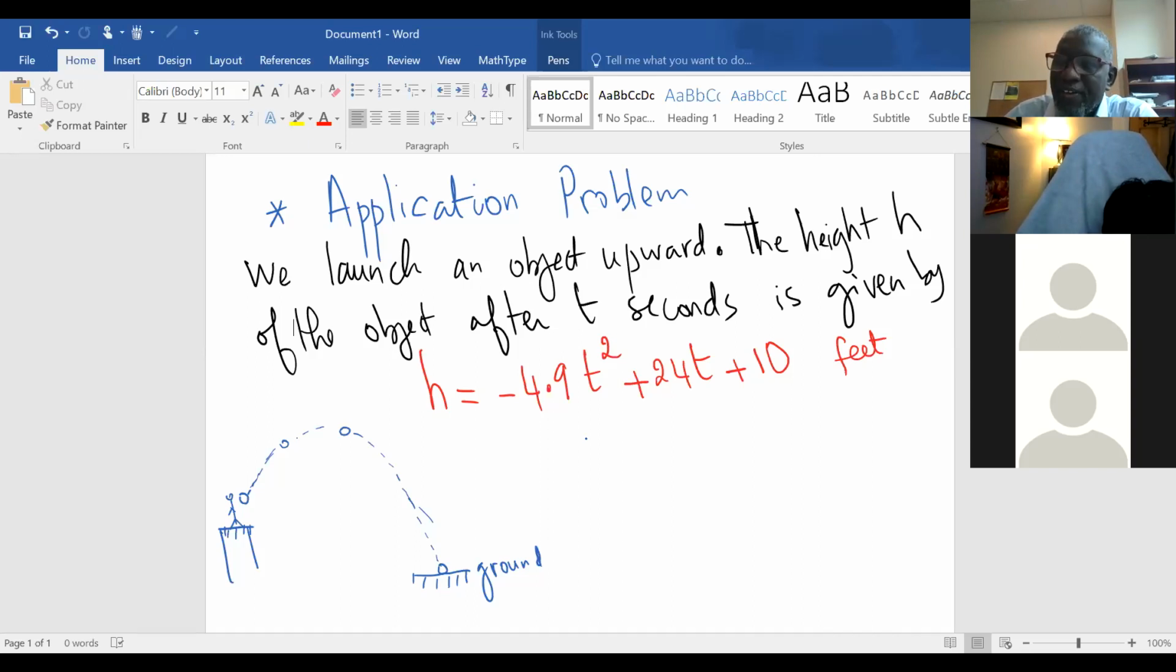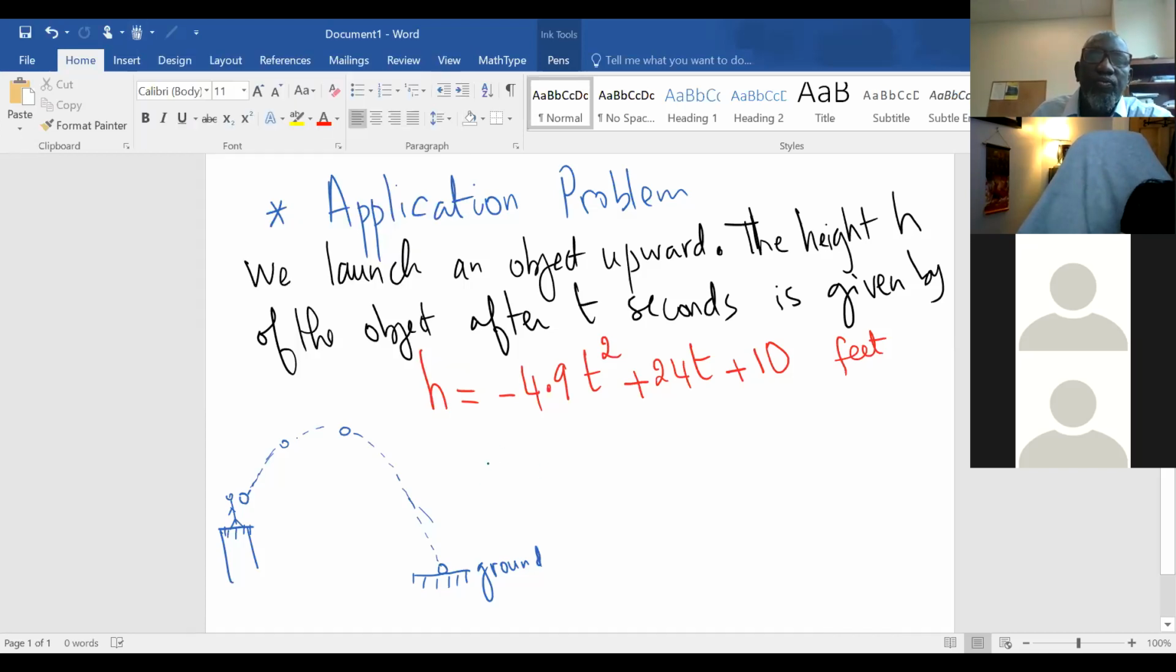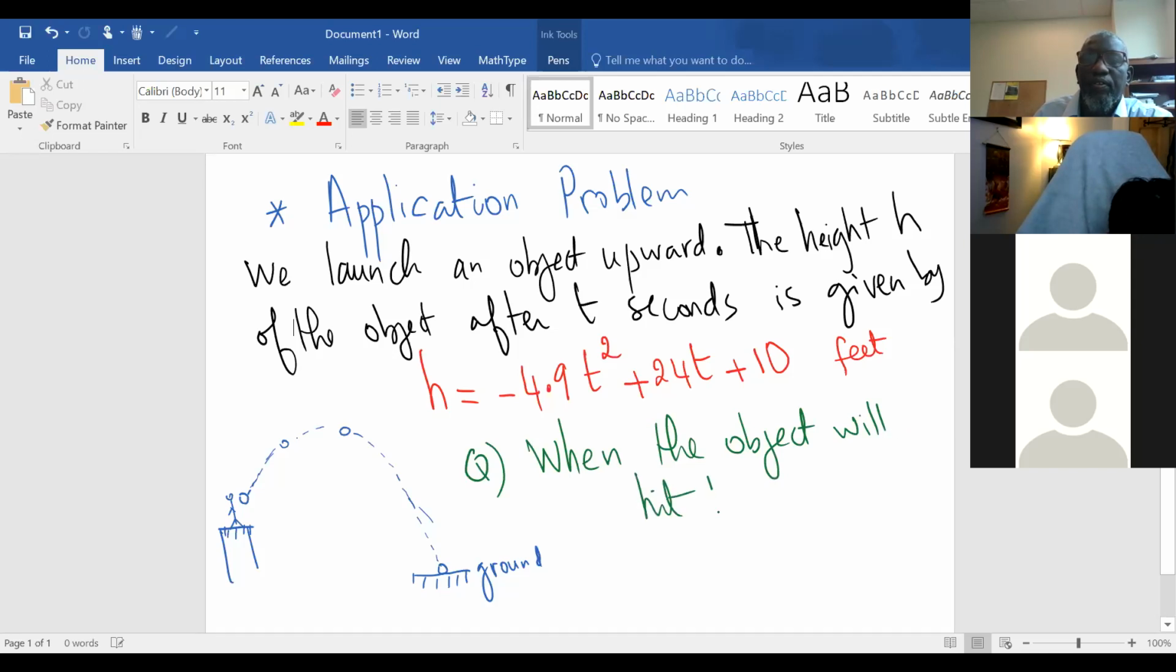But again, we are not investigating where the equation comes from. We're just trying to answer this question: when will the object hit the ground? That's the question we're going to try to answer. So how do we go about it?